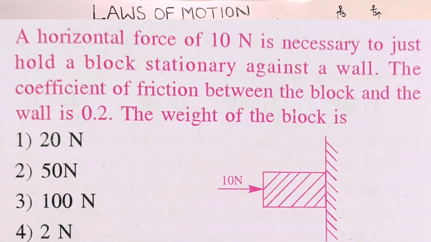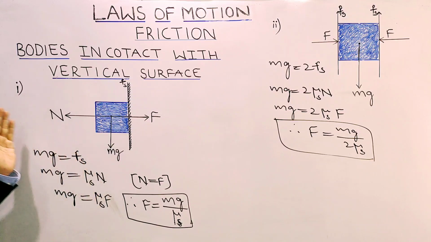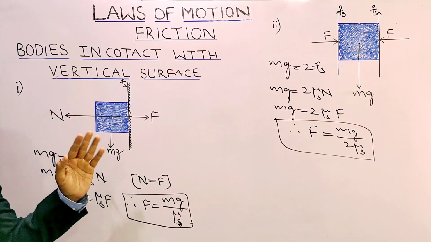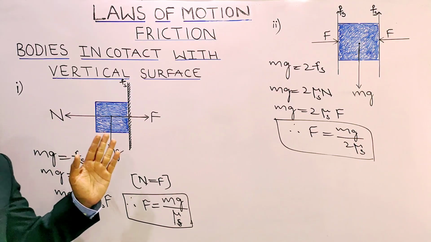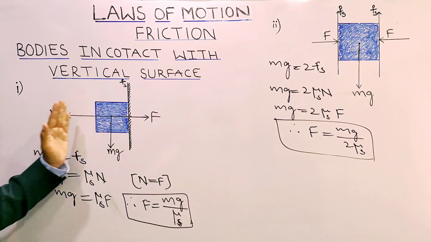You can take the question. A horizontal force of 10 newtons is necessary to just hold a block stationary against a wall. The coefficient of friction between the block and the wall is 0.2. The weight of the block is what they are asking. So it is very clear. Just now we did this case. To hold the block, the applied force given is 10 newtons.